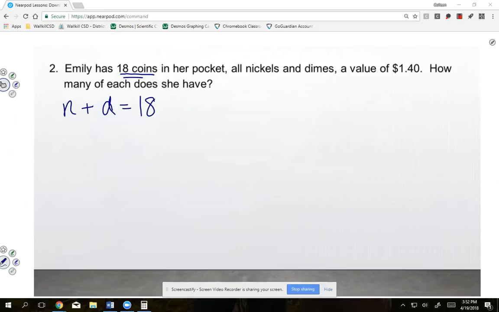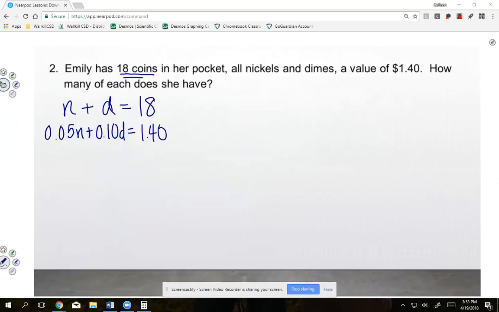Then our second equation is going to deal with the value of those coins. Nickels are worth 5 cents each. Dimes are worth 10 cents each. And Emily has a total of $1.40. Now this one's not as easy as the last because we don't already have a pair of opposites. So we have to multiply in order to eliminate either the n's or the d's.